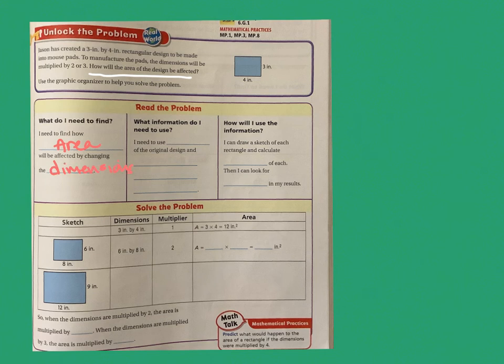And the two ways they were going to change the dimensions were going to be times 2 or times 3. 2 times bigger or 3 times bigger. What information do I need to use? I need to use the original dimensions, so the dimensions of the original design, and I will multiply them by 2, and then I will also multiply them by 3, because they said it would either be doubled or tripled. I can draw a sketch of each rectangle and then calculate the area of each one, and I can look for the relationships or the comparison of my results.